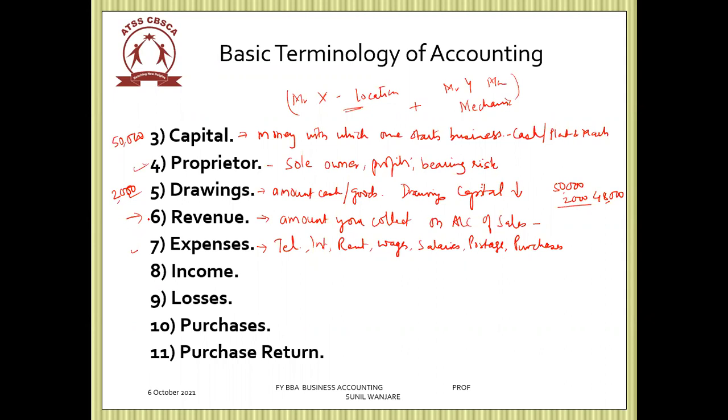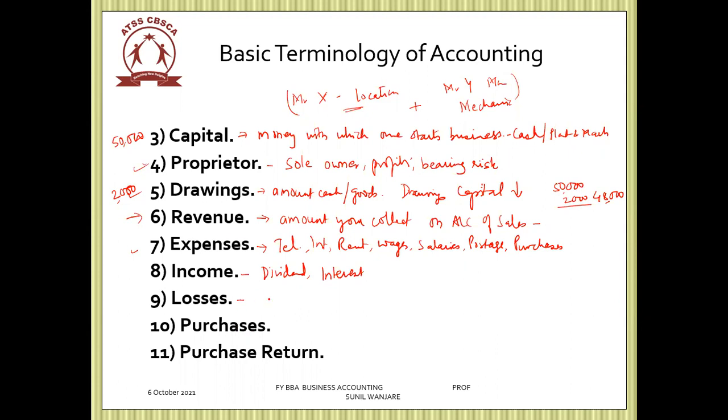Now we also have income. Like, I'm selling goods and earning money, that is my revenue. But if I'm investing money in shares, what I get is a dividend. That is income. If I've invested money in bonds and debentures, I get interest, that is also income. So revenue is all the money that I have collected by way of sale of goods, and income is the benefit I have got from the investments.